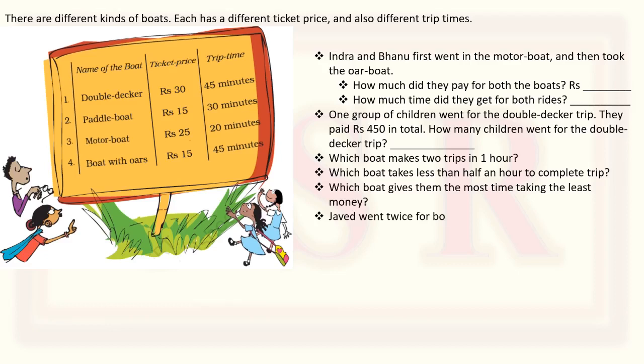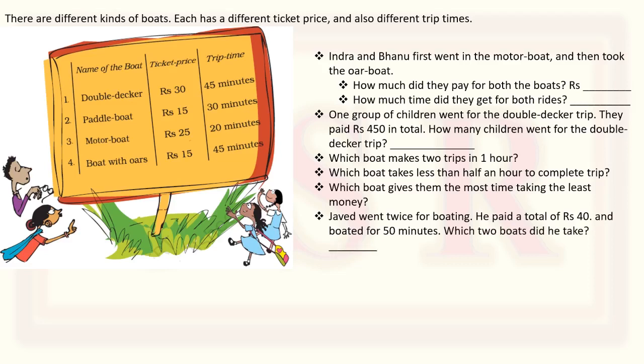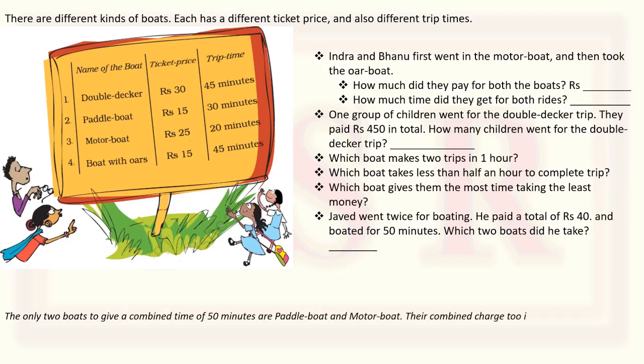Javed went twice for boating. He paid a total of rupees 40 and boated for 50 minutes. Which 2 boats did he take? You have to do a little bit of juggling looking at the chart. The only 2 boats to give a combined time of 50 minutes are paddle boat and motorboat. Their combined charge is rupees 40. So Javed took motorboat and paddle boat ride.